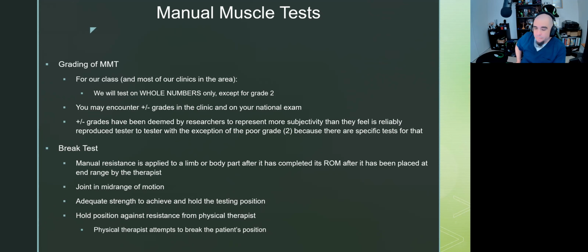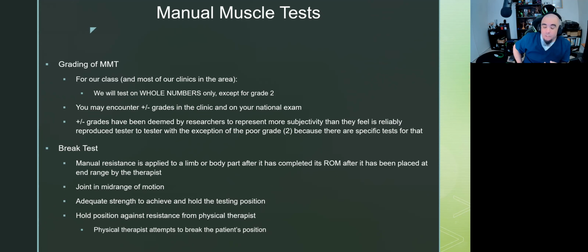A break test is the manual resistance test we're going to apply to the limb or body part after it's completed its range of motion and after it's been placed at the end range by the therapist. We're typically going to provide that break test when the joint is in the mid-range of its motion.